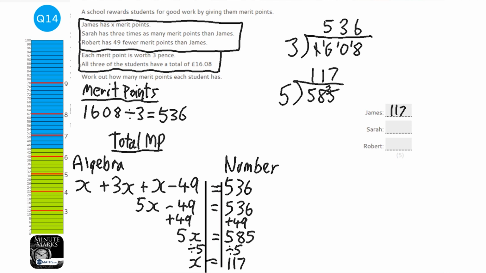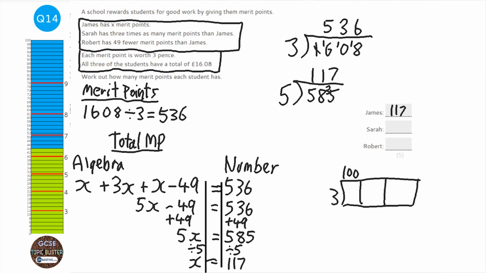Sarah has 3 times as many, so I could do this in my head, but I'm not going to. I'm going to do this using the grid method. So it's going to be 100, 10, and 7. Okay, so it's 300, 30, 21, and so it's going to be 351.